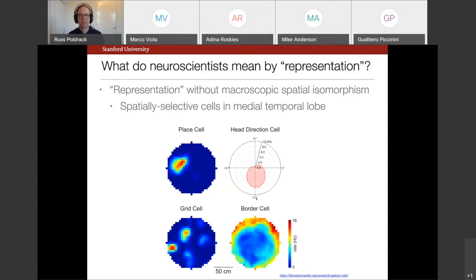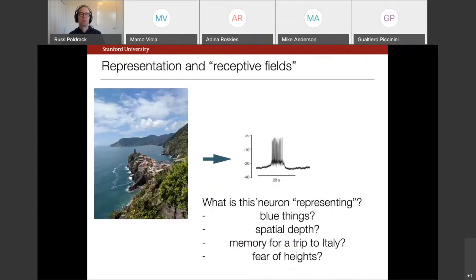We also see these other things like head direction cells, grid cells, border cells. In each case, they respond systematically to a thing out in the world, but nearby cells don't respond to nearby things in the world. Nonetheless, we're happy to call them representations. And so one way to think about what neuroscientists mean by representation is in the context of what we call a receptive field, right? What are the things that cause the neuron to fire?